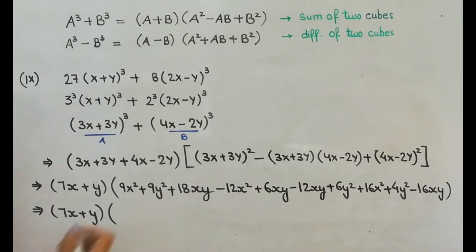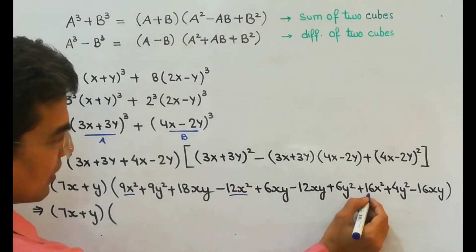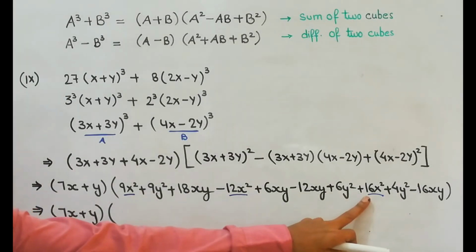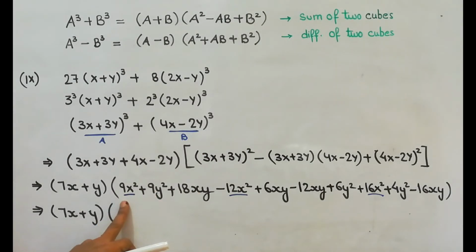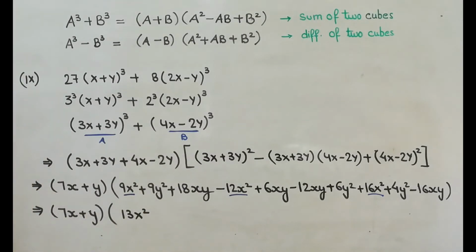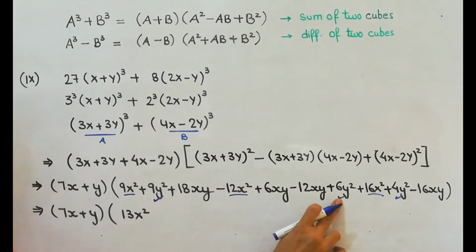Now, solving for this bracket, we have 9x square, minus 12x square and 16x square. So solving these three first, 16 minus 12 will give you 4, and 4 and 9 will give you 13. So we will be getting 13x square. Now for y square, 9y square, 6y square and 4. So 6 and 4 will give you 10, and 10 plus 9 will give you 19y square.